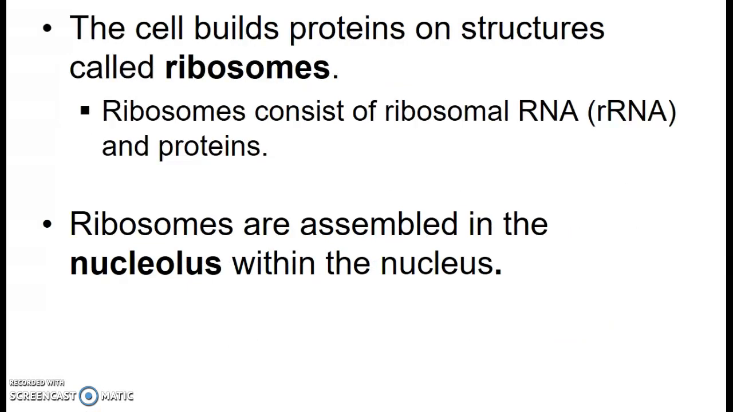Okay, so ribosomes are where cells build proteins. Ribosomes are made of ribosomal RNA, also known as rRNA, and proteins. And the ribosomes are made in the nucleolus, which is a region inside of the nucleus.